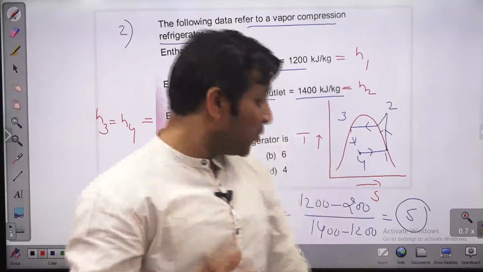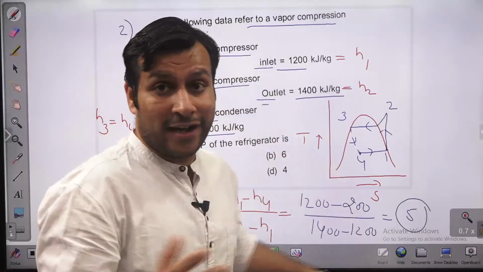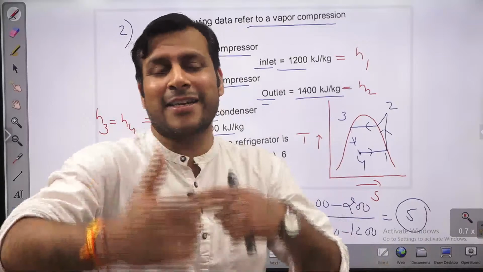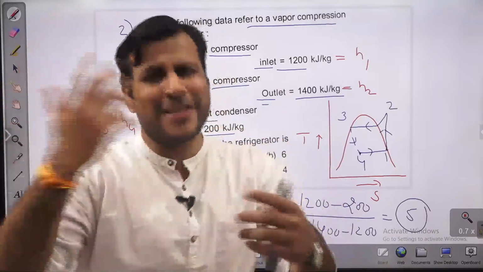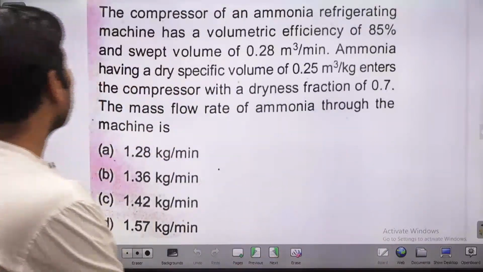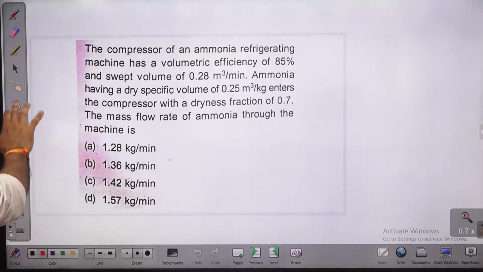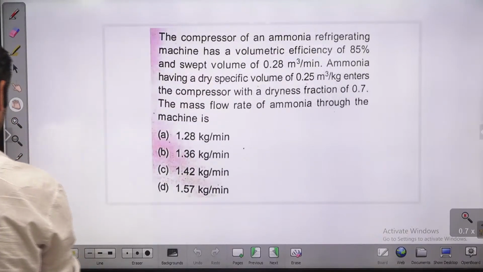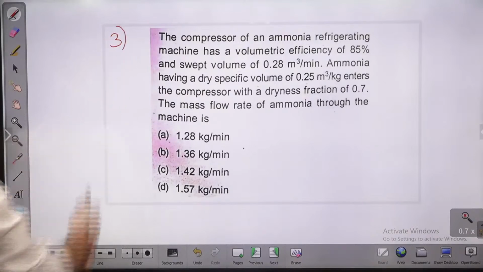So if anybody asks you what the principle is, that is what you need to explain. But most of the students say, sir, the refrigerant starts moving from the evaporator, something like that. That is not right. Okay, let's go. So this is the second question in front of you. Okay, the third question is in front of you.